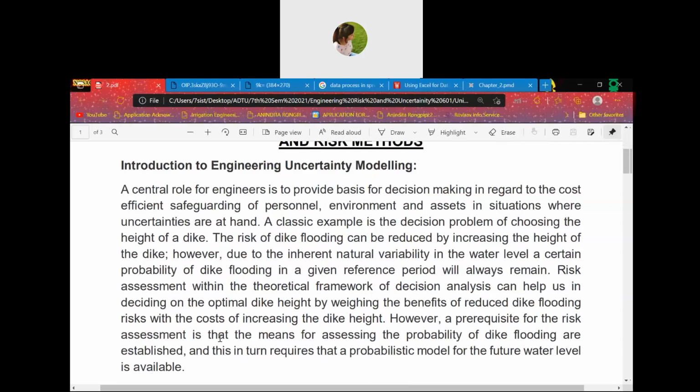However, a prerequisite for the risk assessment is that the probability of dike flooding is established, and this in turn requires that a probabilistic model for the future water level is also available at the same time.